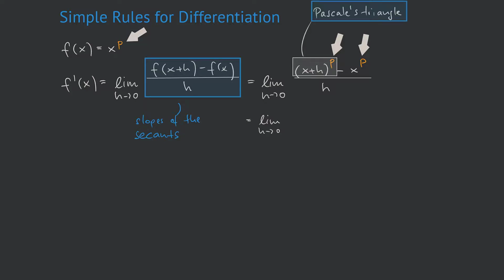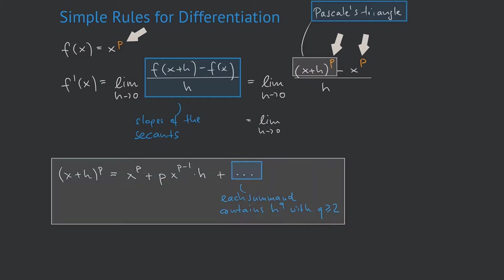If I want to expand the expression x plus h to the power of p, this expansion starts with x to the power of p plus p times x to the power of p minus 1 times h, followed by some other summands which we don't care about. The only thing we do care about regarding these extra summands is that each summand has a factor of a power of h which is at least 2. So we can say that each summand contains h to the power of q with q greater than or equal to 2. Using this, we can continue with our limit calculation.